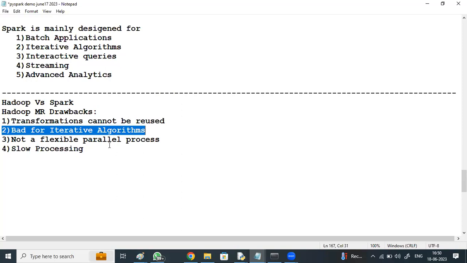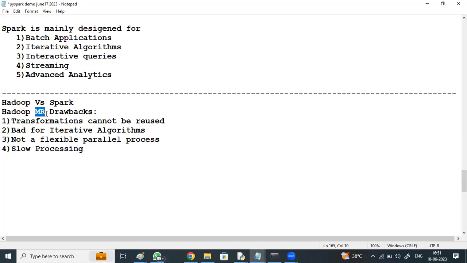Not a flexible parallel process. Here in Hadoop MapReduce, two phases are there, mapper and reducer. Will the two phases execute parallelly? Mapper phase is there, partitioner phase is there, and reducer phase. Three phases are there in Hadoop. Those three phases won't execute parallelly. First mapper should execute, its output should be given to reducer, then only reducer executes. But both mapper and reducer can't be executed parallelly.